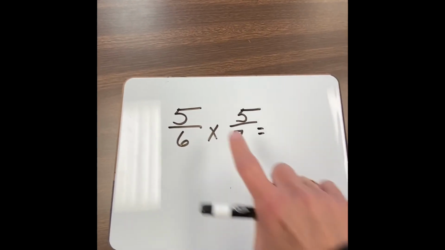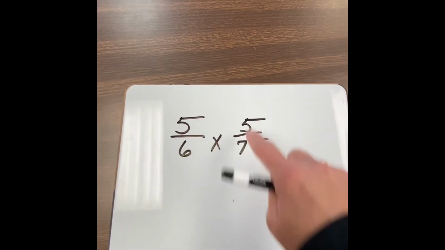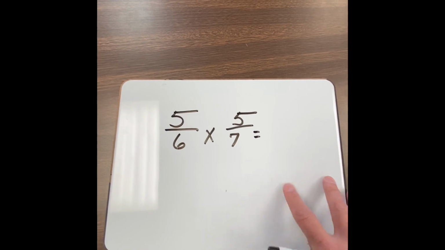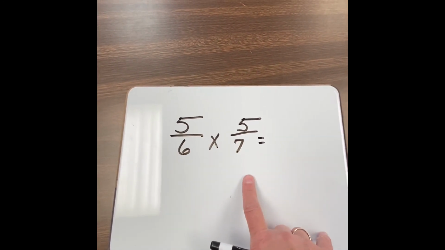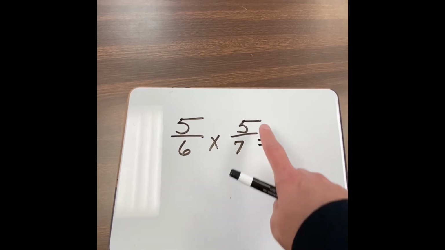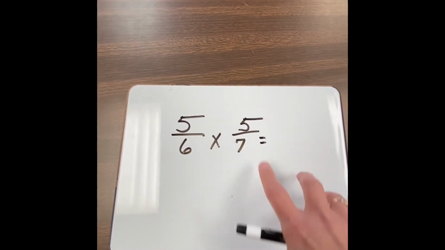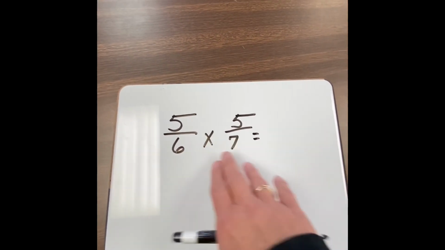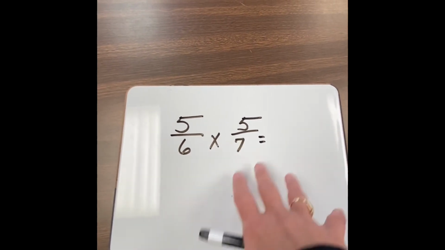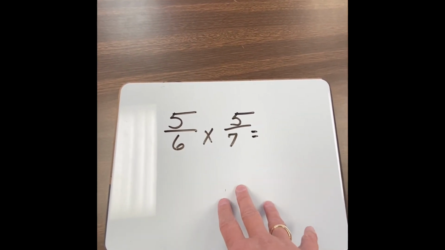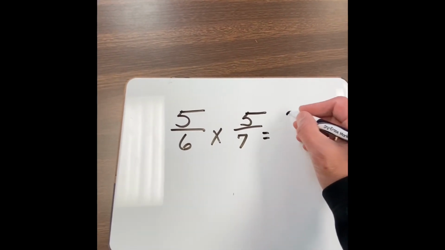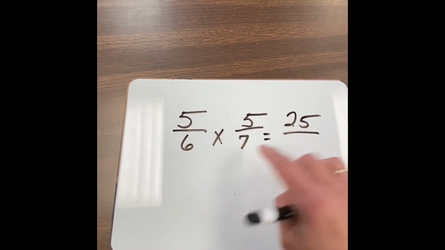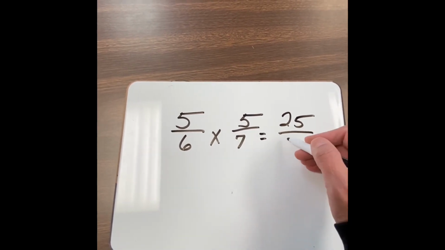Okay, so 5/6 multiplied by 5 sevenths. Can anything go into 5 and 7 except 1? Can anything go into 5 and 6 except 1? Okay, so nothing can go into them. So this time there's no way you can cancel within the problem. So now we multiply the numerators. 5 times 5 is 25. 6 times 7 is 42.